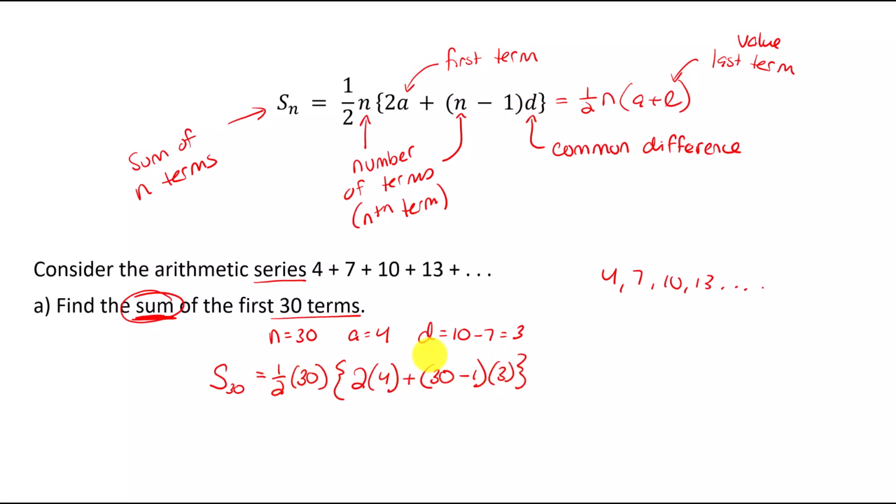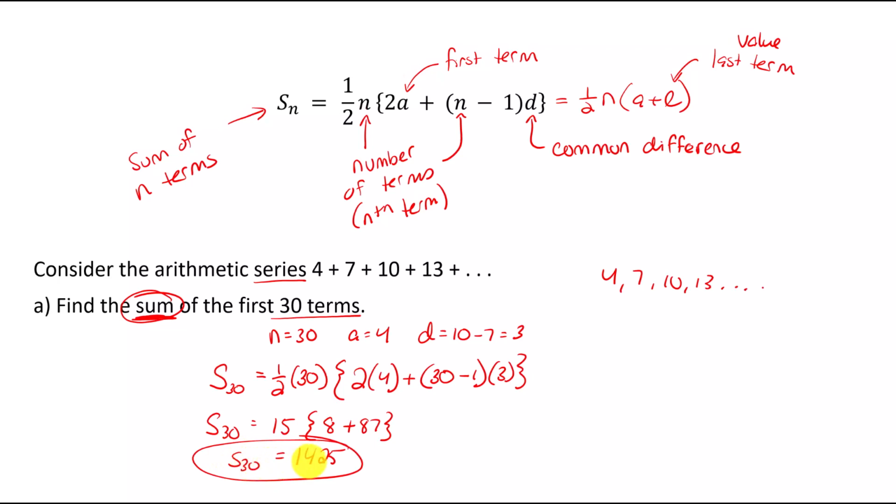Since this side has no variables, I can just solve that side and get my answer for S sub 30. Now, you need to be careful. If you want to do all of this at one time in your calculator, you need to be very careful how you type it in, or you need to break it down into pieces. If I'm going to do that, 30 times 1/2 is 15. 2 times 4 is 8. 30 minus 1 is 29, and 29 times 3 is 87, a positive 87. So I can break it down there, and then add 87 plus 8 and get 95, times 15. That value is 1,425. And so that's my S sub 30.